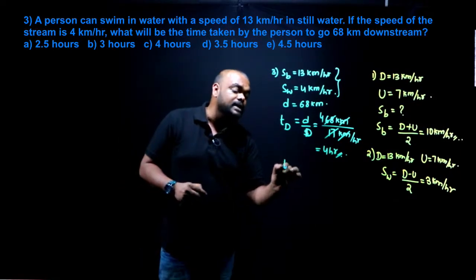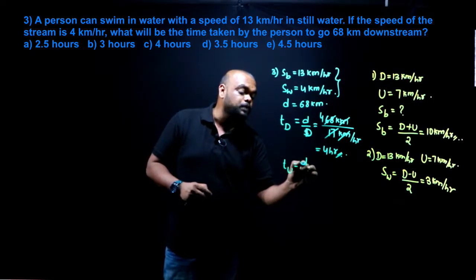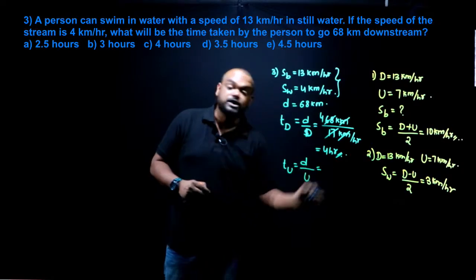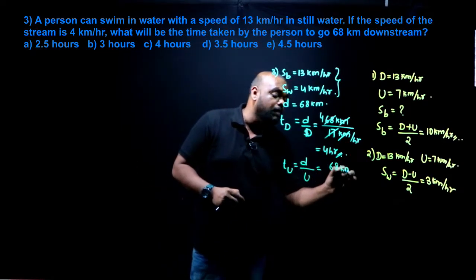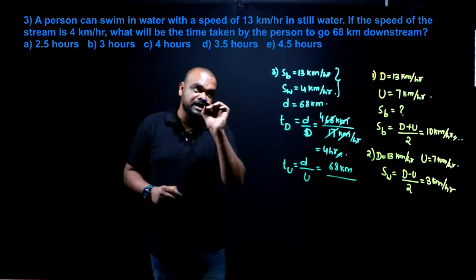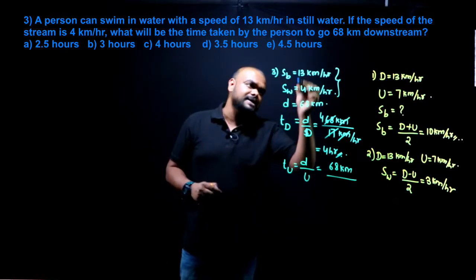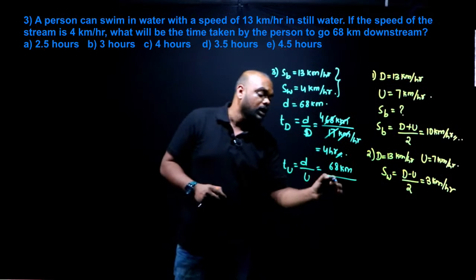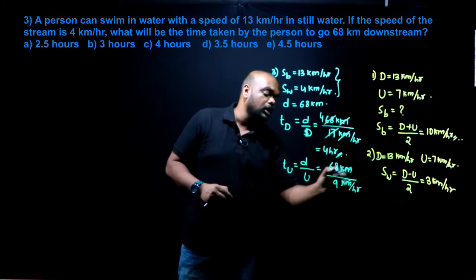Suppose he asks what is the time taken during the upstream, what do we do? Distance by speed. Which speed? We use upstream speed. What is the distance? 68 km divided by speed. What is upstream speed? We know upstream speed is SB minus SW, that is 13 minus 4, 9 km per hour. So the kilometers cancel.